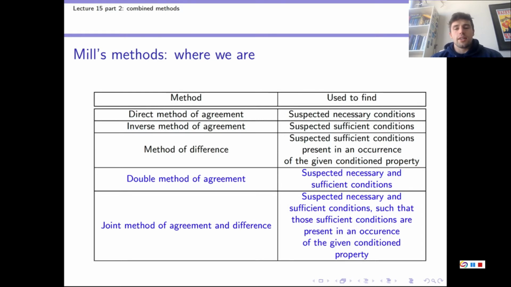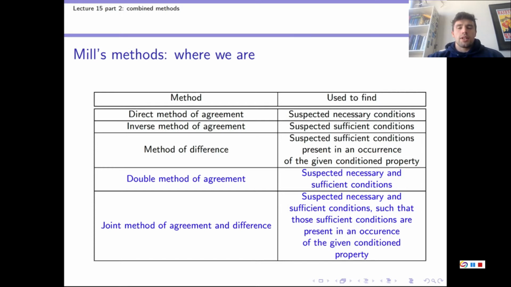And to obtain the second combined method, we combine the direct method of agreement with the method of difference. So again, it lets us find suspected necessary and sufficient conditions, but this time, because we use the method of difference, it will have the additional property that those sufficient conditions are present in an occurrence of the given conditioned property. So the double method of agreement and the joint method of agreement and difference down there in blue are what we'll look at in this video.